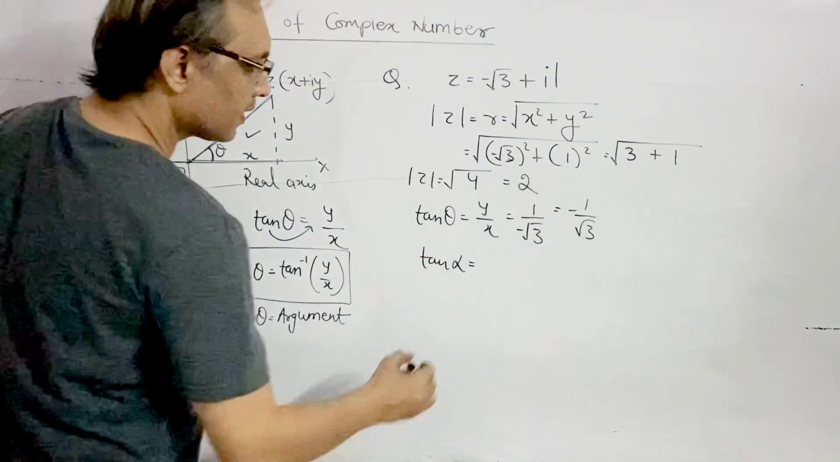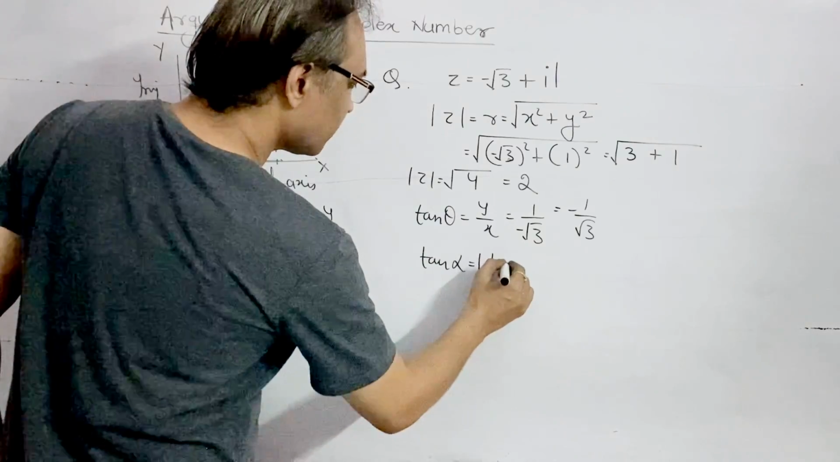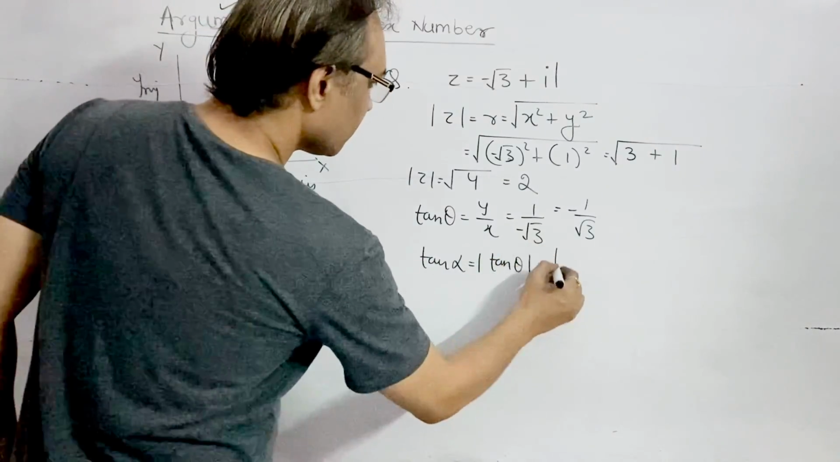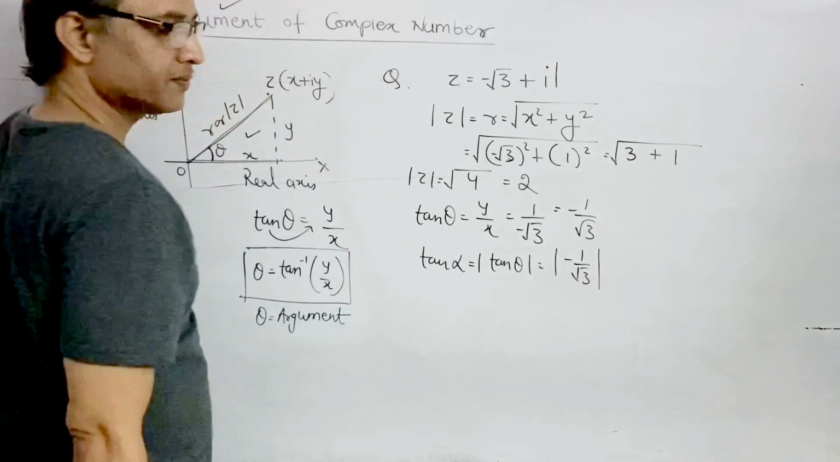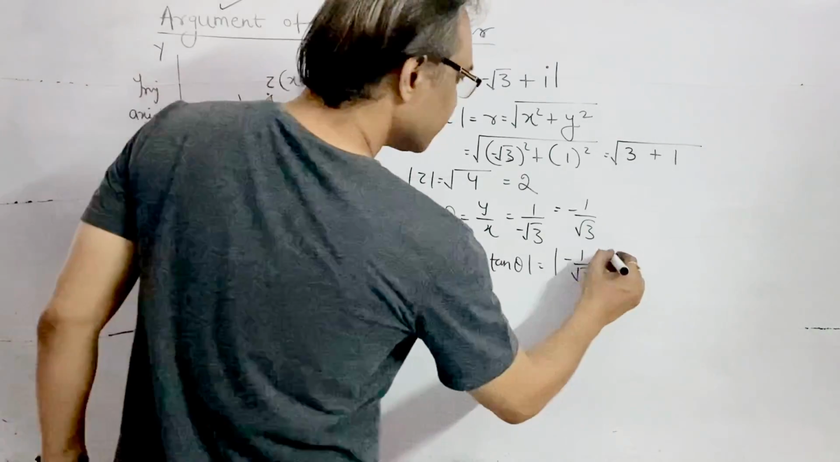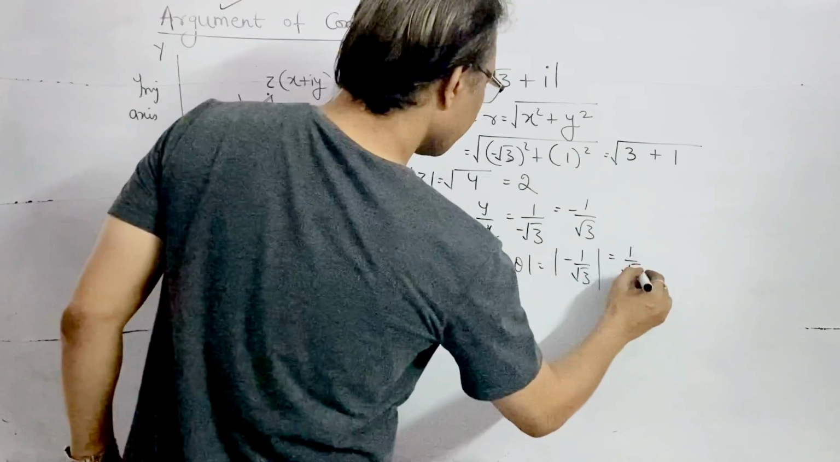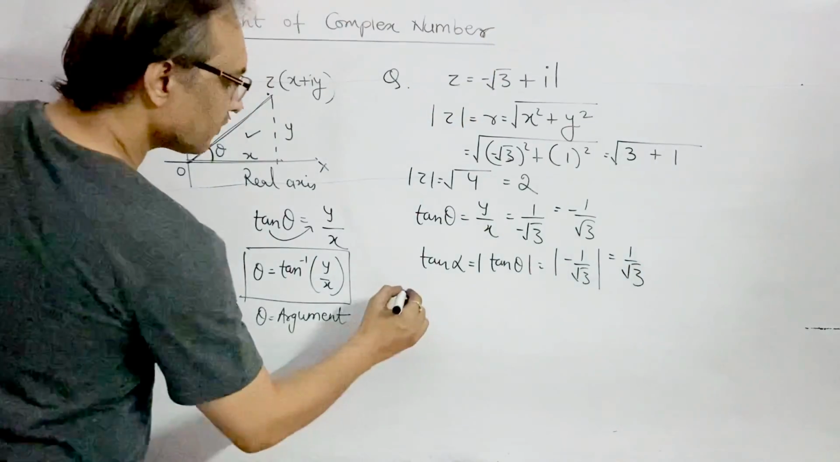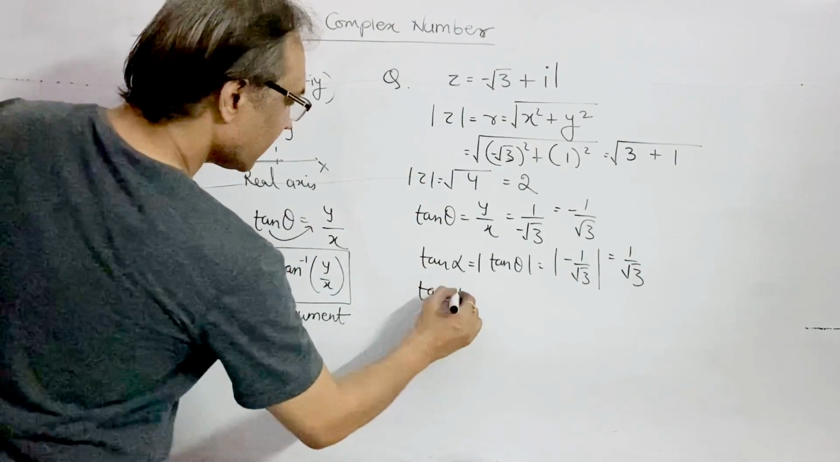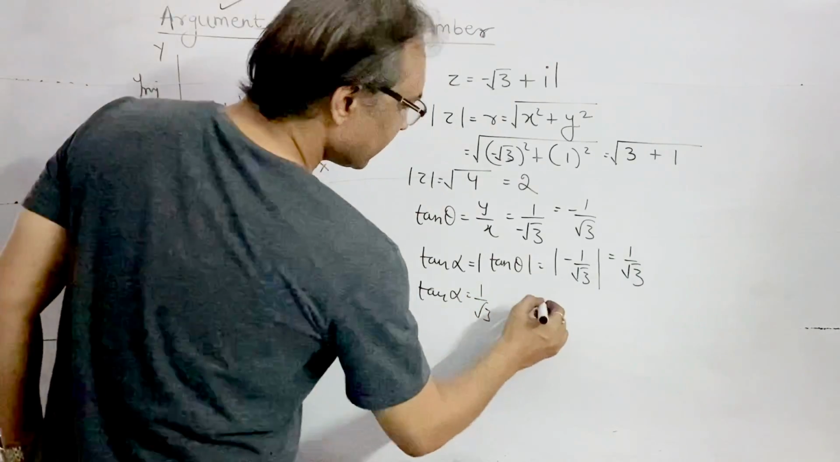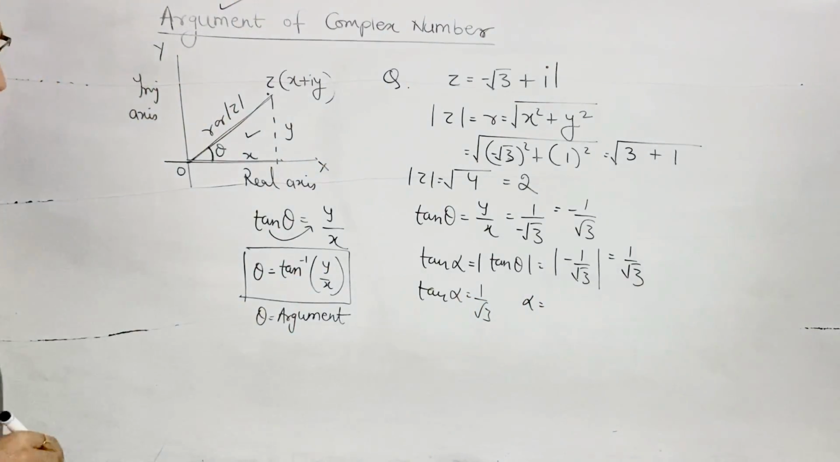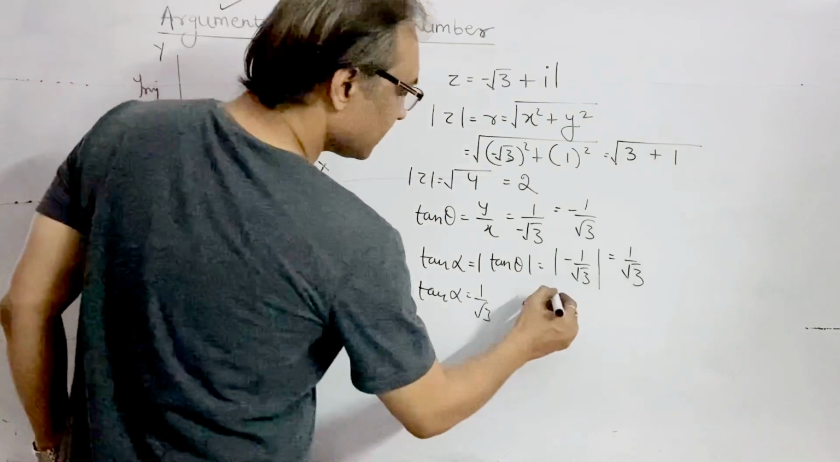Tan alpha is mod of tan theta, mod of minus 1 by root 3, which is plus 1 by root 3. So we have got the value of tan alpha as 1 by root 3. Now you must be knowing that tan 30 degrees is 1 by root 3. So the value of alpha is 30 degrees.